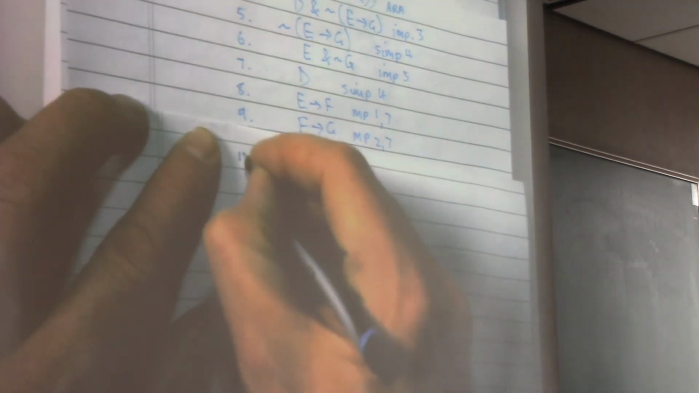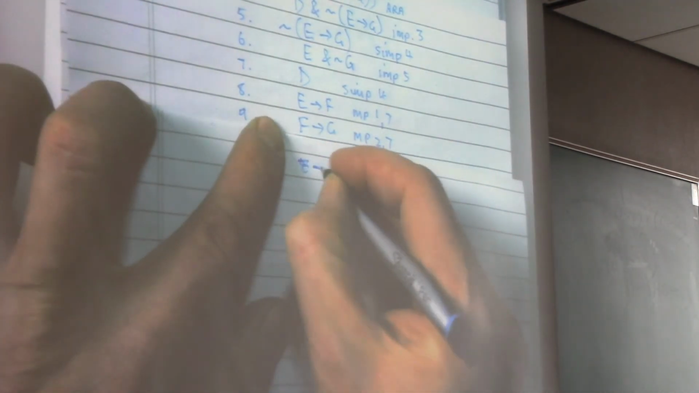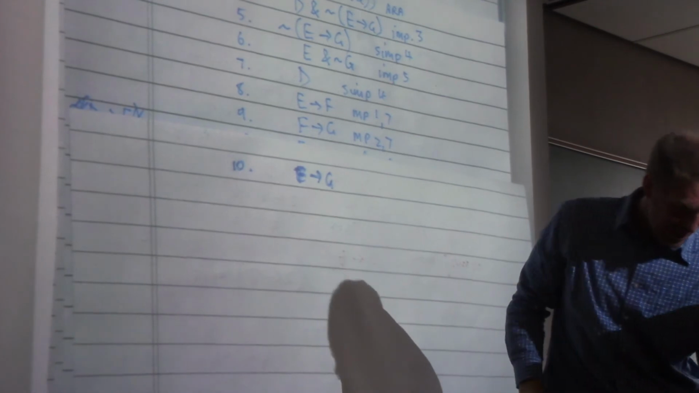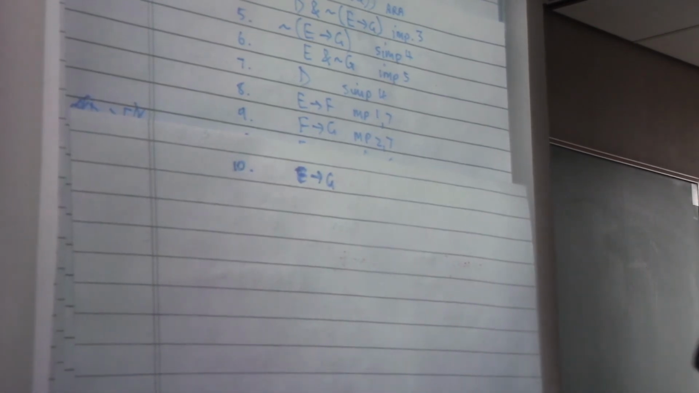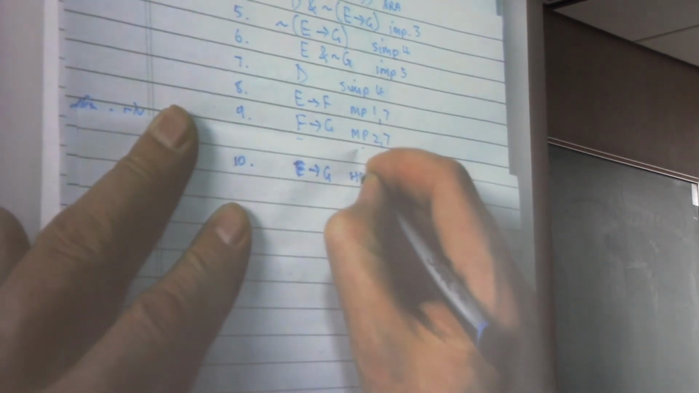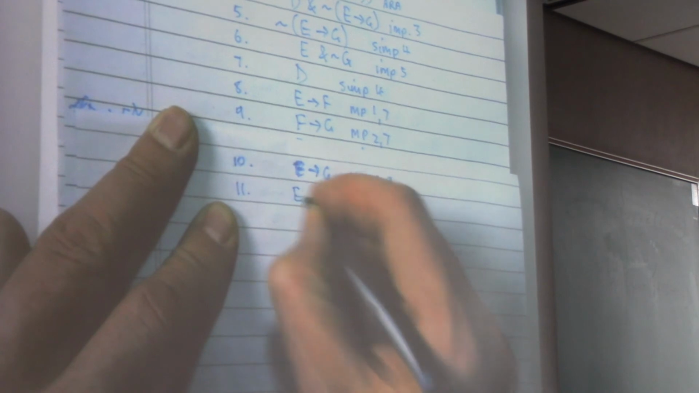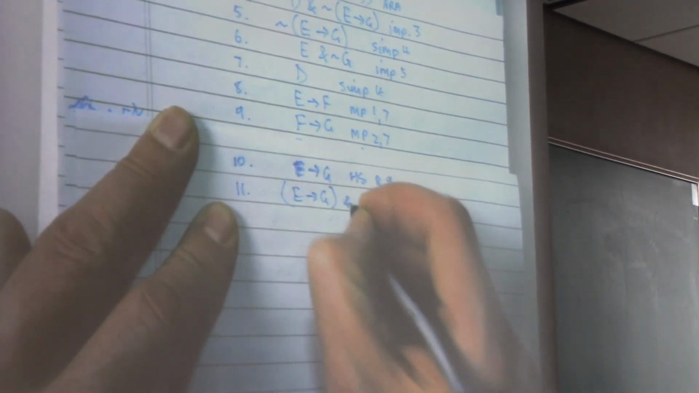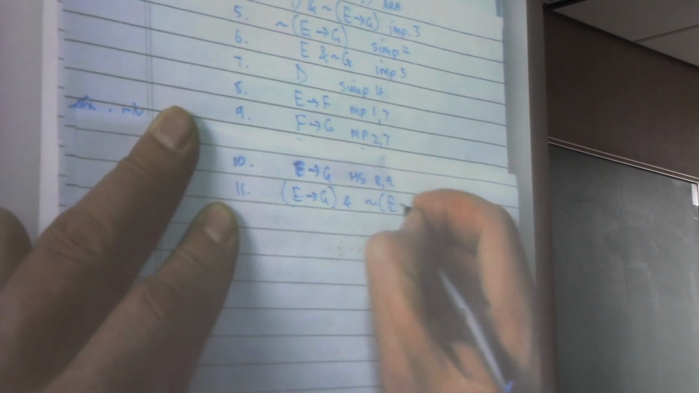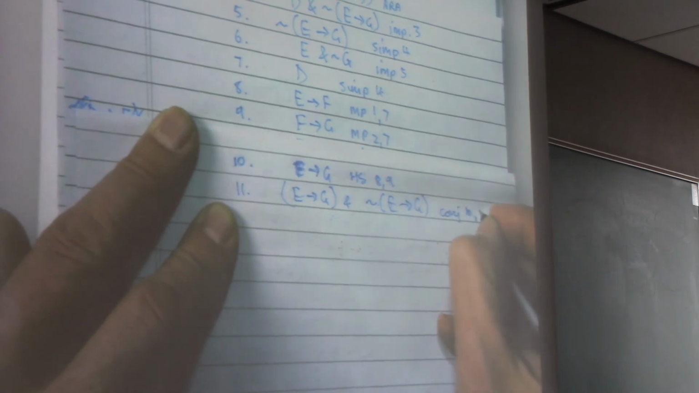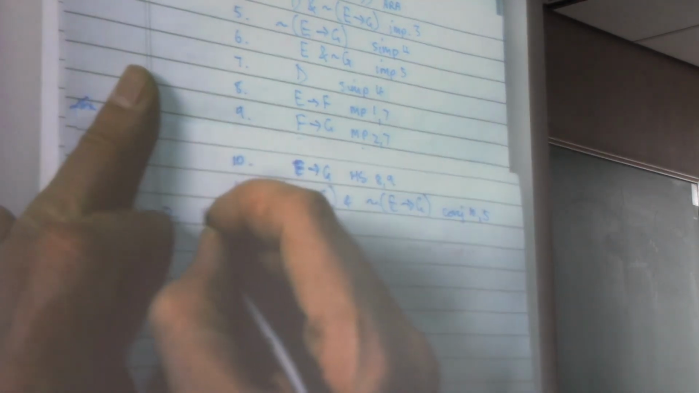So, on line 10, we have F, E, then G. If E then G by hypothetical syllogism 8, 9, and then he's already noticed that we have the negation of that on line 5. So line 11 would be if E then G and not if E then G by conjunction of lines 10, 5. And then we go back out to reality and we proved it.